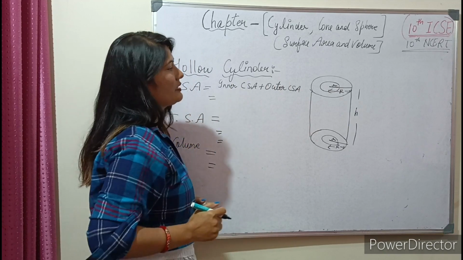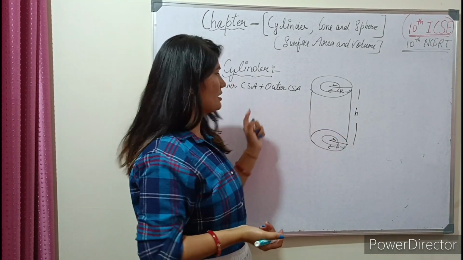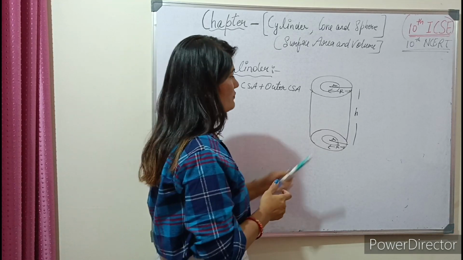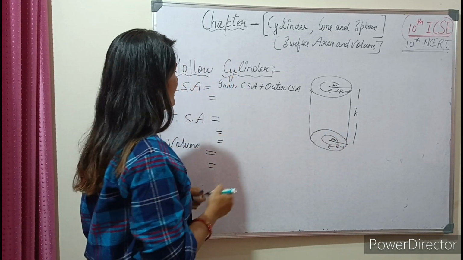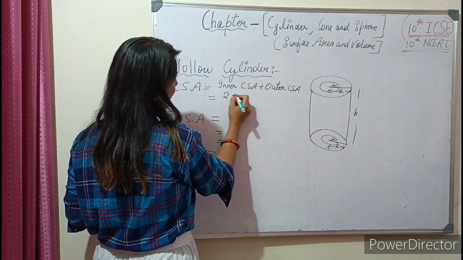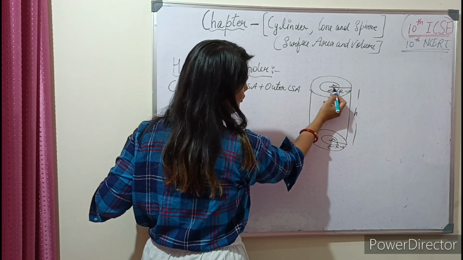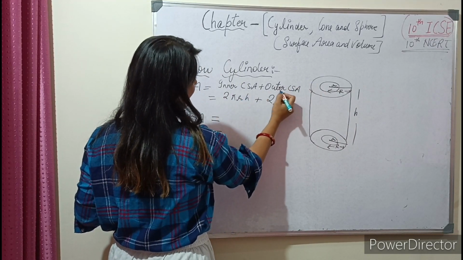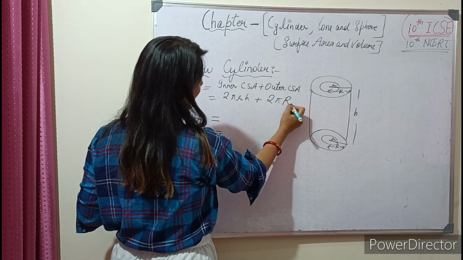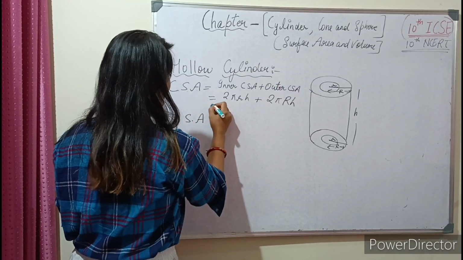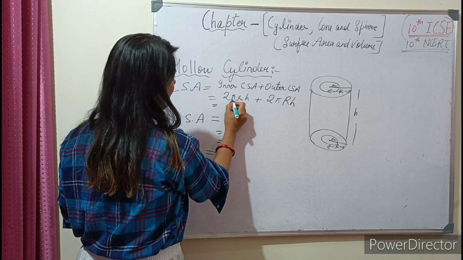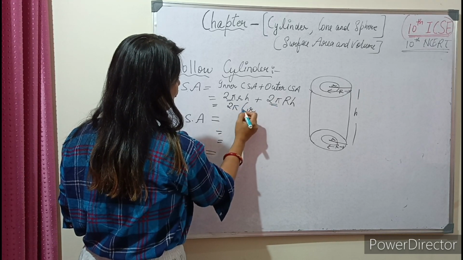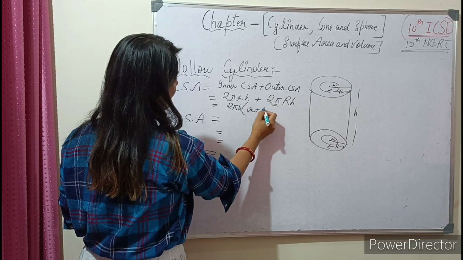So inner CSA means 2πrh, because just now we got the CSA of a cylinder, that is 2πr multiplied by the height of the cylinder. So here inner CSA means 2πrh, in this case you will see this small radius, small r. Plus the outer CSA, which means 2πRh, or else you can write it this way. You can see 2π is common here, so take 2π common. So 2πh is common, and what is left is r plus capital R.